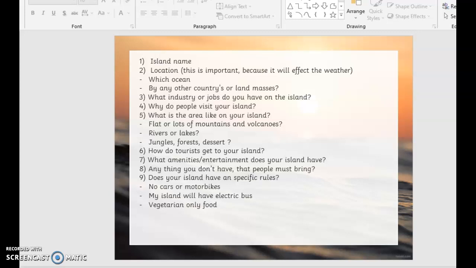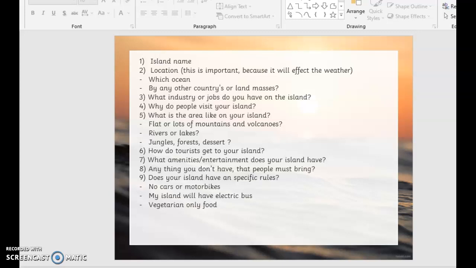Also, are there any specific rules? Like we know in most of our islands, the islands are going to follow the normal rules. We can't steal, we should be nice to people, we shouldn't break things. But is there anything special? Maybe your island doesn't allow motorbikes, or it only allows electric motorbikes and cars. Maybe your island only serves vegetarian food. Maybe your island turns off the electricity on Sunday, so everybody has to hang out and have a barbecue. I don't know. But what are some special rules that your island has?